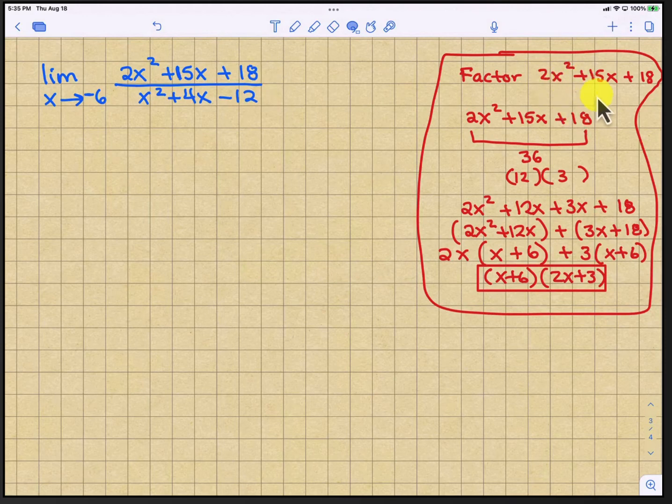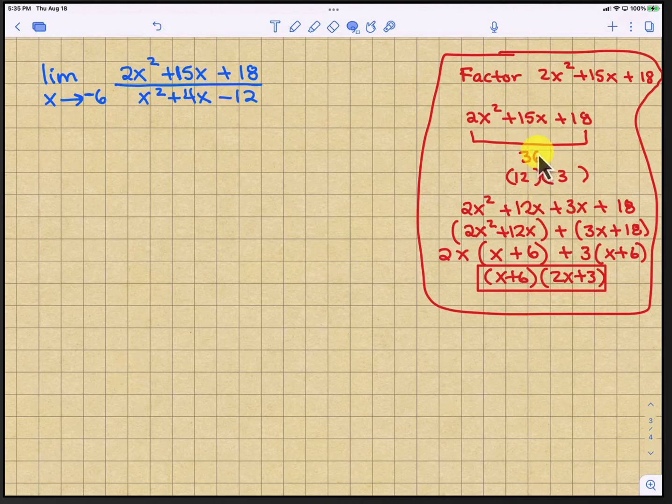Well, over here I discussed how to do that. So to factor that, you multiply the 2 times the 18, that gives you 36. And then you find two numbers that multiply to 36, but that would also add up to 15. And that would be 12 and 3. 12 times 3 is 36. And 12 plus 3 is 15.